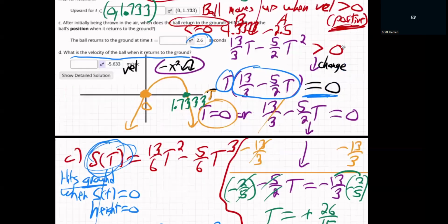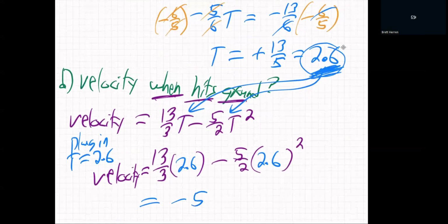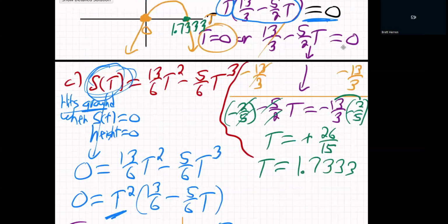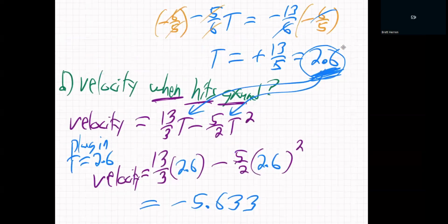Negative 5.633. Is that what they said? I'm just copying the answer from right here. Just hit the buttons on the calculator. And why is it negative? Because the ball's going downwards, obviously, when it hits the ground. So there we go.